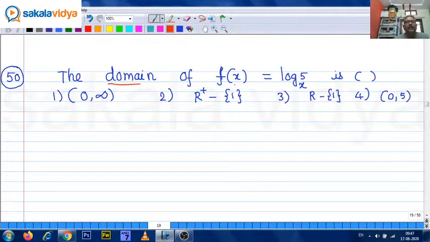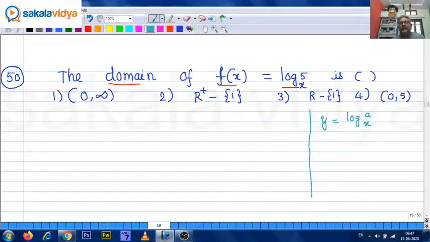The domain of the function f of x equals log phi to the base x. So the base x must be actually, let us have a discussion for the base. Let me explain. For example, y is equal to log a to the base x. Log a to the base x is a logarithmic function.